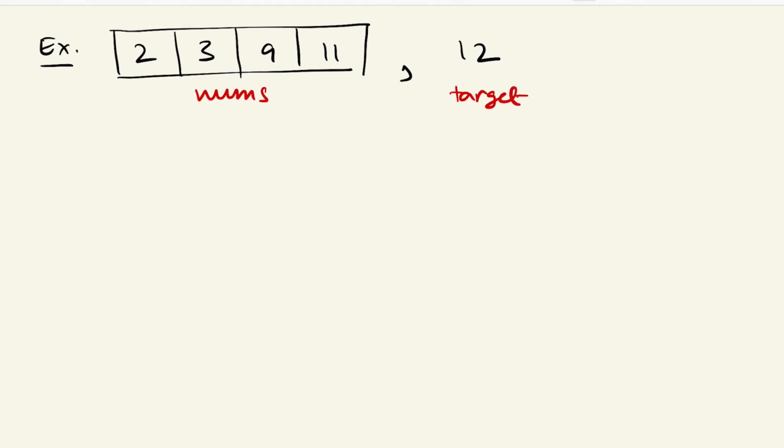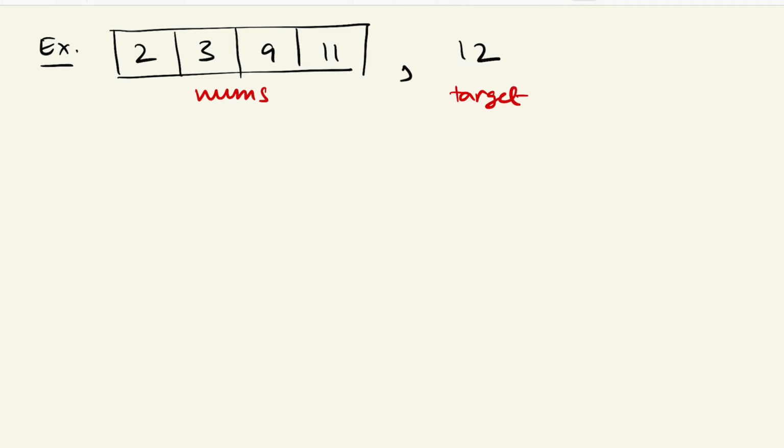We could go about this by going through two for loops. The first for loop would hit 2, and then you have another for loop to hit all the other values while we check if they add up to the target. If they do, we return the value. If they don't, then we move on to the next for loop.